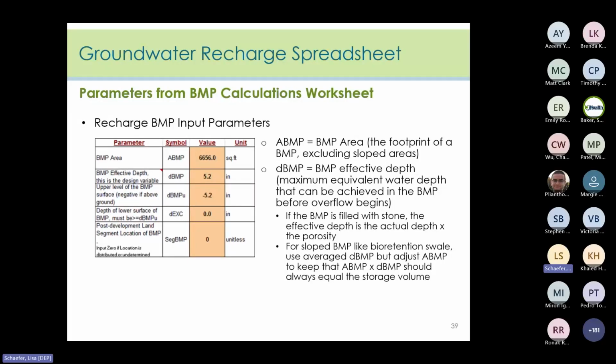If the BMP is filled with stone, we have to factor the effective depth by the porosity of the fill material. If the BMP has a slope, such as in a bioretention swale, we're going to have to make adjustments to the effective depth by dividing the storage volume by the ABMP to get the averaged DBMP. There's more about other input parameters on the next slide.